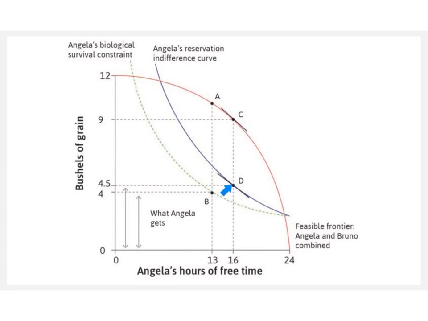So let's go back to our choices. Notice that the coercion outcome is at B, and that would be on a lower indifference curve than she's on at D. So 1 is out.